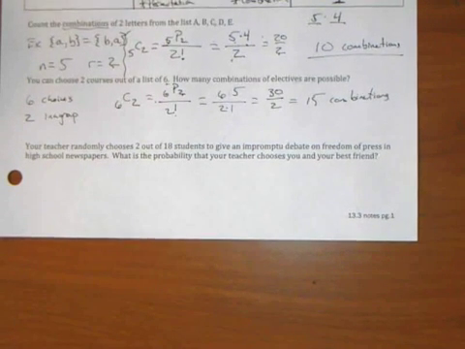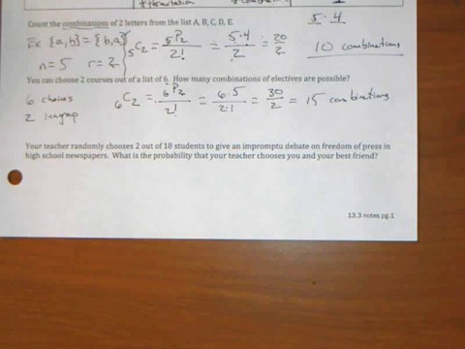All right, last but not least here. It says your teacher chooses 2 out of the 18 students here to give an impromptu debate on freedom of the press in some high school newspaper. So they walk into a class of 18 people and they say, you and you, come here, and let's do point counterpoint. And you start talking, and the other person talks about the other side of the issue, and they write it down. Okay.